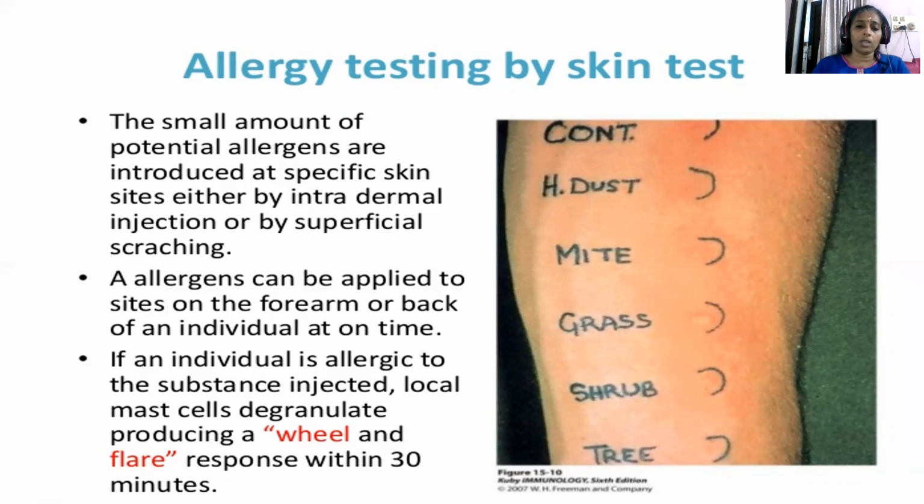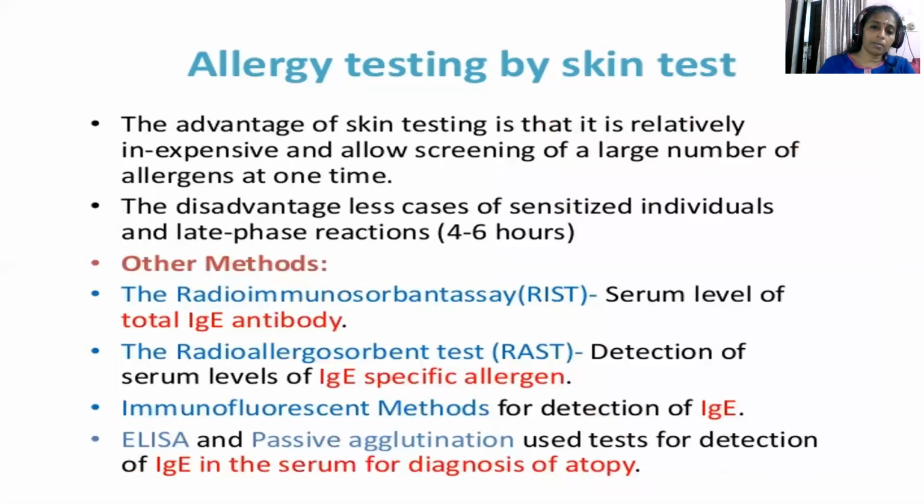So if an individual is allergic to a substance, the injected substance makes local mast cells degranulate, producing a wheal and flare response within 30 minutes. So we call it wheal and flare reaction. Within 30 minutes we give an array of allergen injections to the body, and we look for which allergens the body has reacted to. That is due to local mast cell degranulation. Because swelling is there, we call this wheal and flare reaction, and within 30 minutes we get the results.